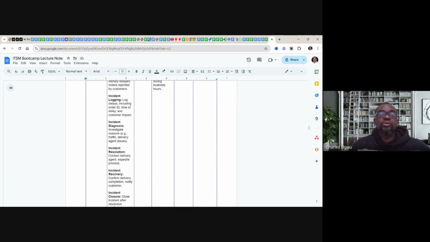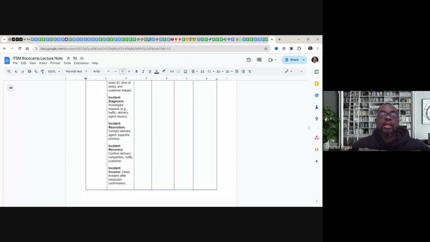And then incident resolution. Once you do the diagnosis to investigate the reason, then incident resolution, that is troubleshooting the incident. You contact the delivery agent, expedite the process. Now you've troubleshot these things. Incident recovery: confirm delivery completion and notify the customer. And then incident closure: close the incident after resolution is confirmed. So this is one way.